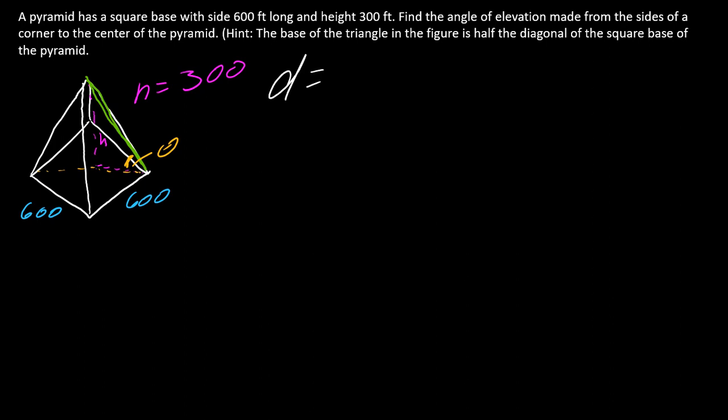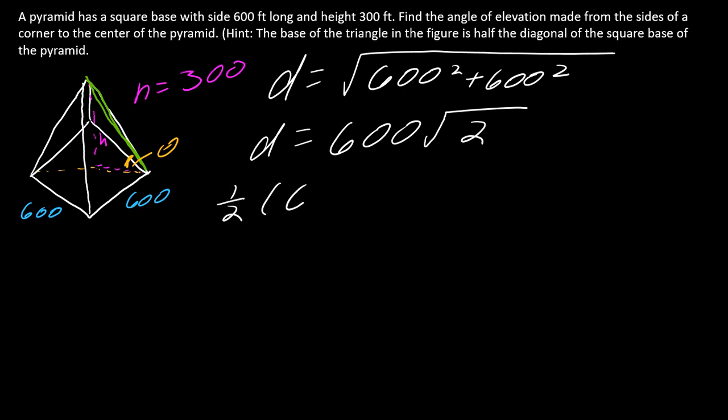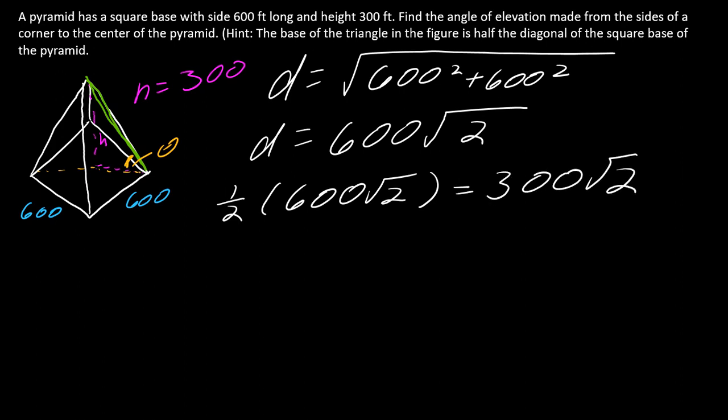My diagonal, when you look at this, is just a right triangle. So this side, and then the diagonal. I'm just finding the hypotenuse. So I can take 600 squared plus 600 squared and then take the square root of that. That gives me 600 times the square root of 2. Then if I take half of that, that will be the base of the triangle. So that comes out to 300 times the square root of 2.